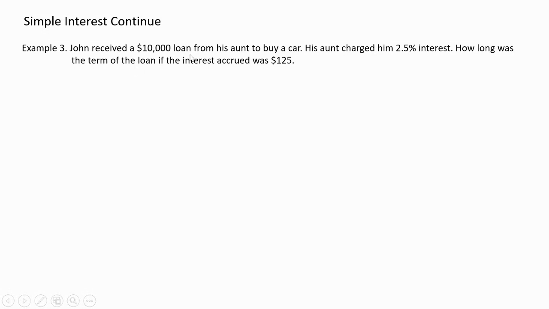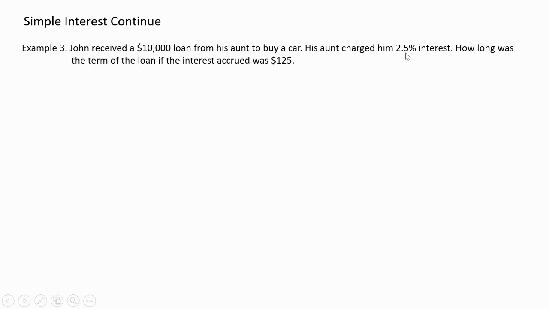Okay, now, again, simple interest. John received a $10,000 loan from his aunt to buy a car. His aunt charged him 2.5% interest. How long was the term of the loan if the interest accrued was 125? So check this out, guys. Which formula are we going to use here? They give us the present value, right? This is how much John received, which was the present value.